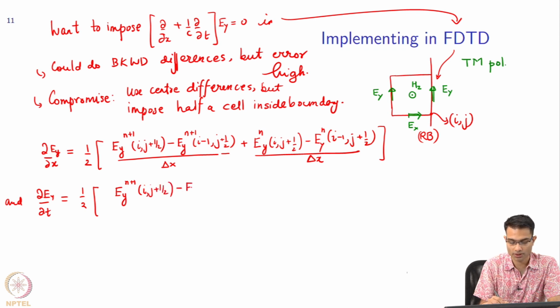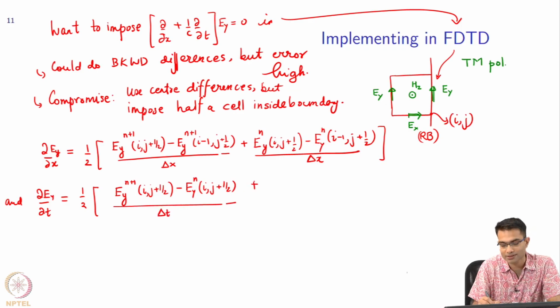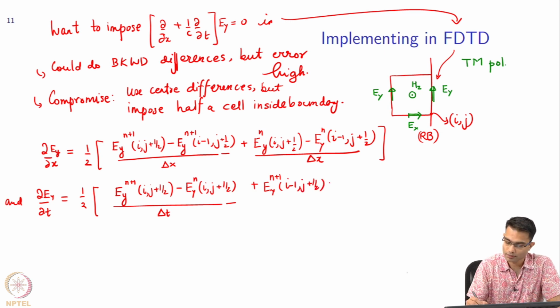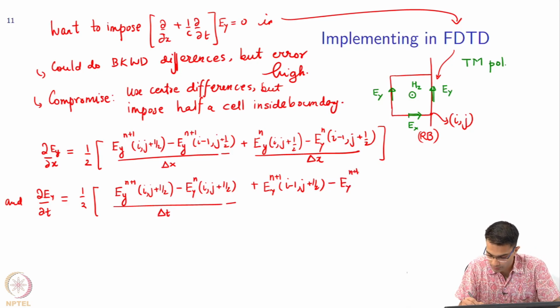So what should the next term be? Ey n, very good, and location? Same location, because I am only taking a time difference, divided by delta t. I want to average this difference to minimize the error. So I will take the average at, again, n plus 1. Now what should I write over here? i minus 1, exactly: Ey n plus 1 at i minus 1, j plus half, minus Ey n plus 1 at i minus 1, j plus half.